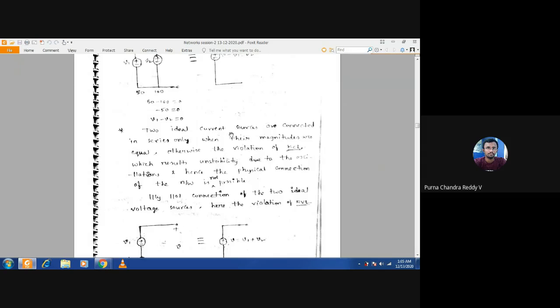Whenever two ideal current sources are connected in series, their magnitudes must be the same. Okay, the two current sources, or more than two current sources, whenever they are connected in series, the magnitudes of those current sources must be the same. Okay. Similarly, for parallel connection, voltage must be the same.